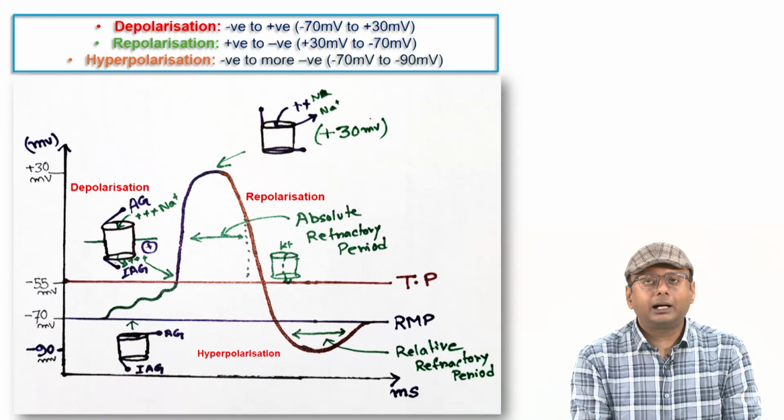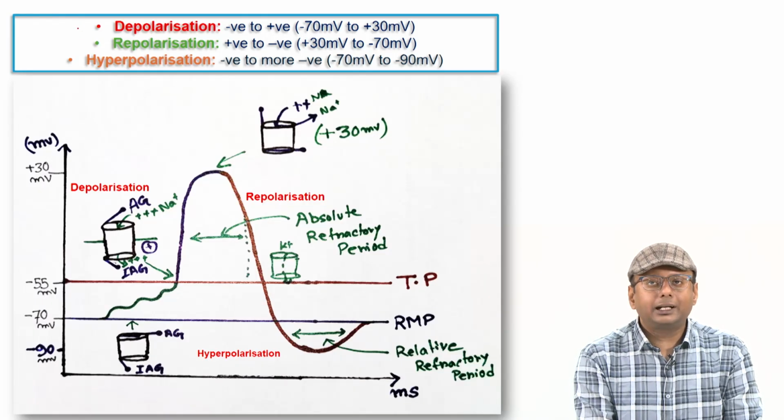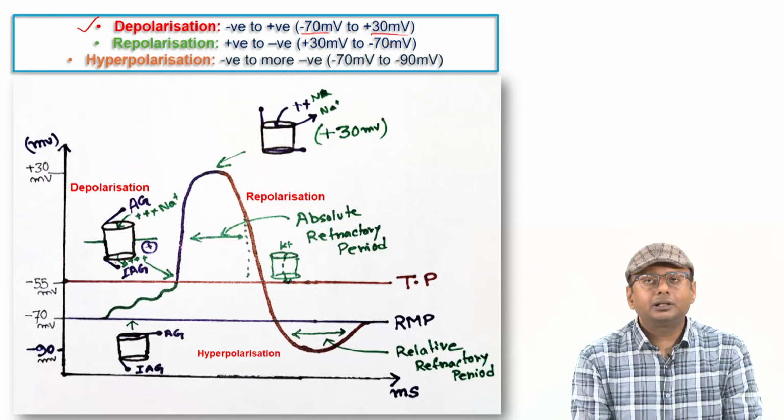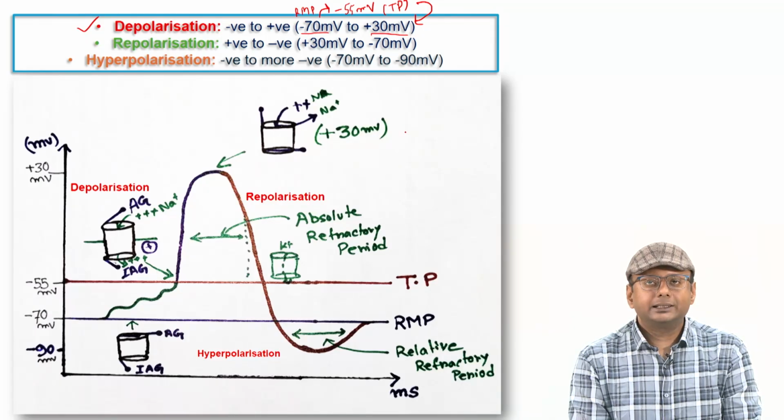Before we go to the graph, one last time, what was the depolarization wave? The depolarization wave was from minus 70 millivolt to plus 30 millivolt. You remember, due to the opening or activation of the sodium ion channel, there is generation of a depolarization wave, initially from the resting membrane potential, which was minus 70 millivolt. Eventually it goes to the threshold potential, which was minus 55 millivolt, and from the threshold potential it goes to plus 30 millivolt, which is called a depolarization wave.